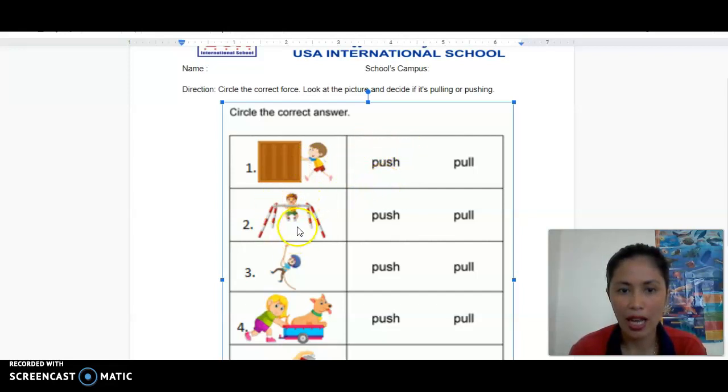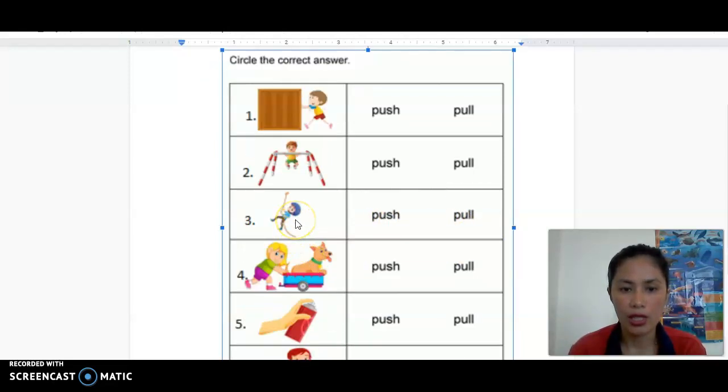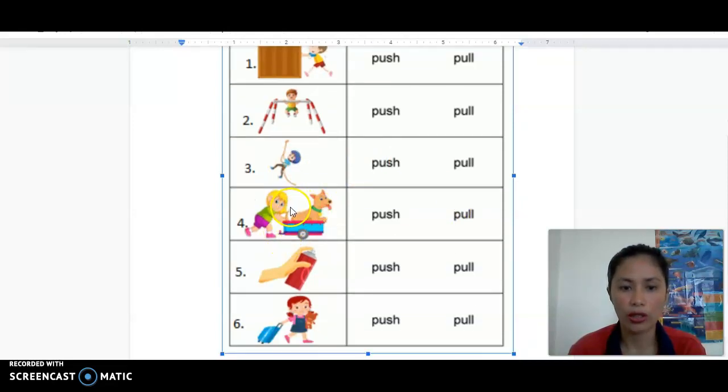Okay, how about this guy? The guy is doing something like this, similar to monkey bars. So is he pushing or pulling? This is pull. Very good. How about the girl? She is doing some climbing using a rope. So this is pull, right? How about the girl and the dog? Is the girl pushing or pulling the dog? So the girl pushes the dog.